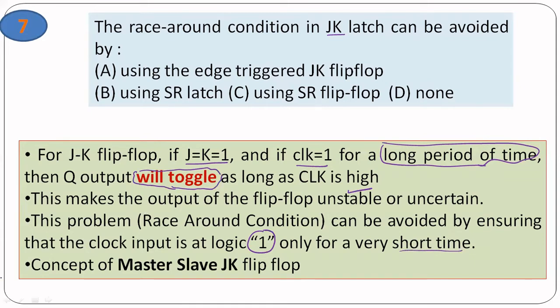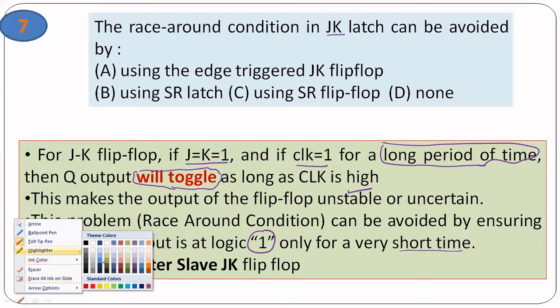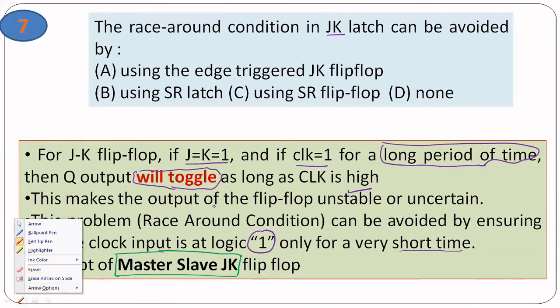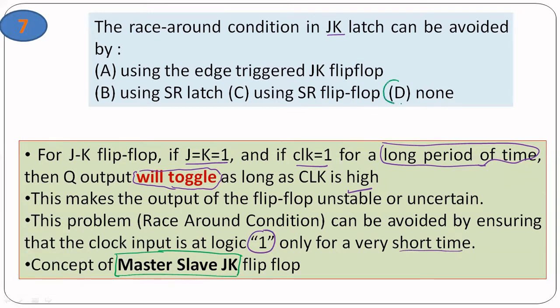Now, the approach to overcome the race around condition is the master slave JK flip-flop. Master slave JK flip-flops are designed such that the race around condition is avoided in them. If we look at the options available, since master slave flip-flop is not given, the expected correct answer is none. The master slave JK flip-flop is the required answer, but since it is not available here, we can use option B.